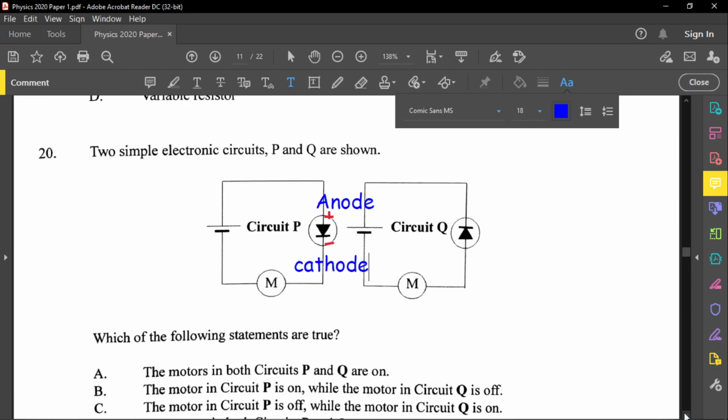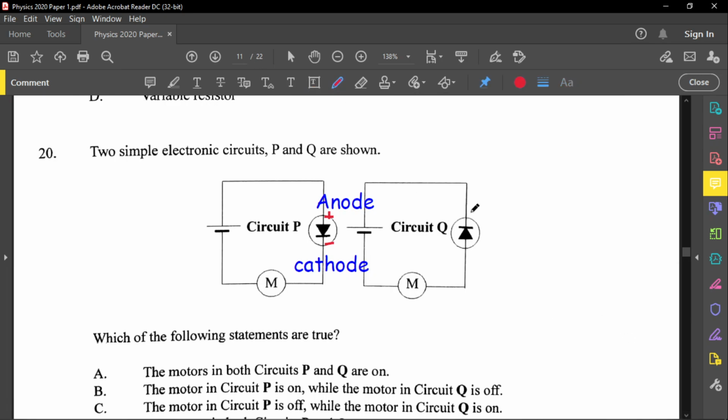Now, the first option said the motors in both circuit P and Q are on. Not true, because I'm going to show you something real quick. The negative is connected to the positive charge of the battery, because this side of the battery is positive. The positive should be on the positive and negative should be on the negative for a diode, just to point it out. So this here will not allow current to flow. So no current will flow, that means this motor will be off, just to point it out real quick.